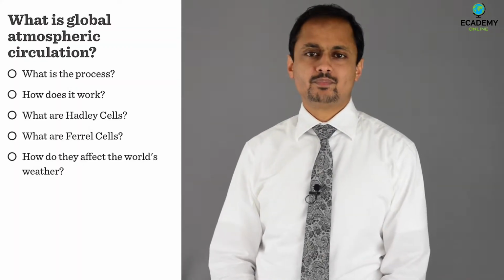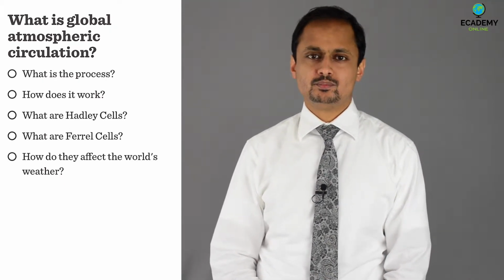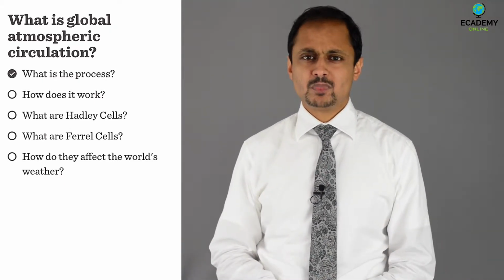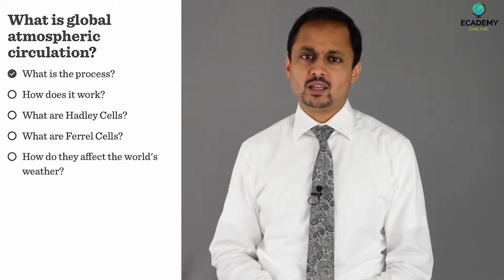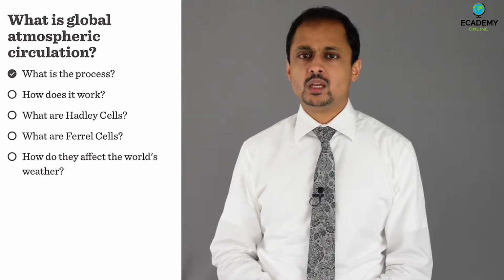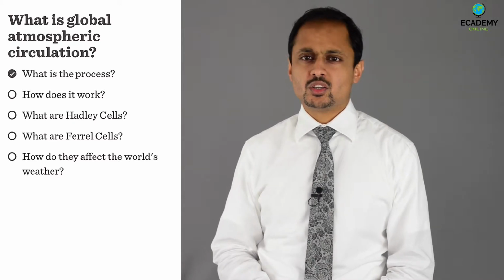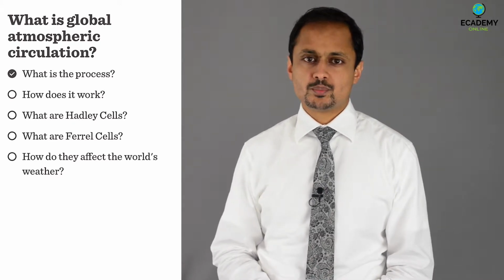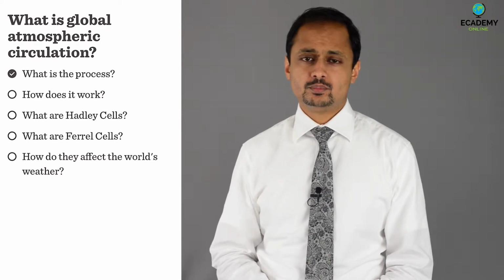Lesson 1. What is the global atmospheric circulation? What is it? Global atmospheric circulation is a large-scale movement of air by which heat is distributed on the surface of the Earth. The wind belts and the jet streams girdling the planet are steered by three convection cells: the Hadley cell, the Ferrel cell, and the polar cell.